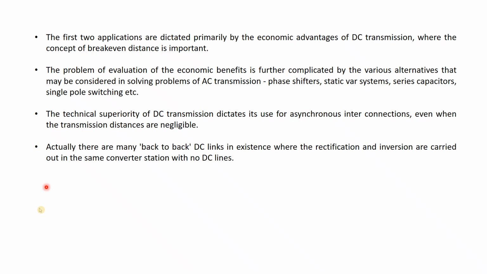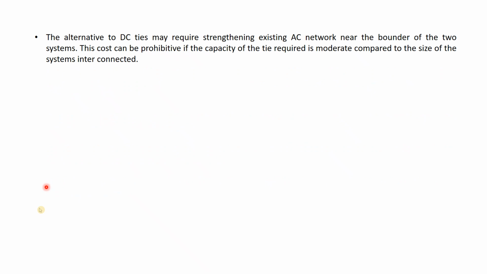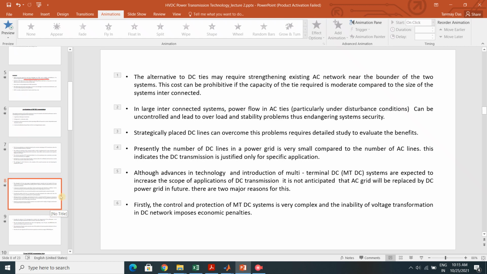Actually there are many back-to-back DC links in existence where the rectification and inversion are carried out in the same converter station with no DC lines. The advantage of such DC links lies in the reduction of the overall conversion cost and improving the reliability of the DC system. The alternative to DC ties may require strengthening the existing AC network near the boundary of the two systems. This cost will be prohibitive if the capacity of the tie required is moderate compared to the size of the systems interconnected.